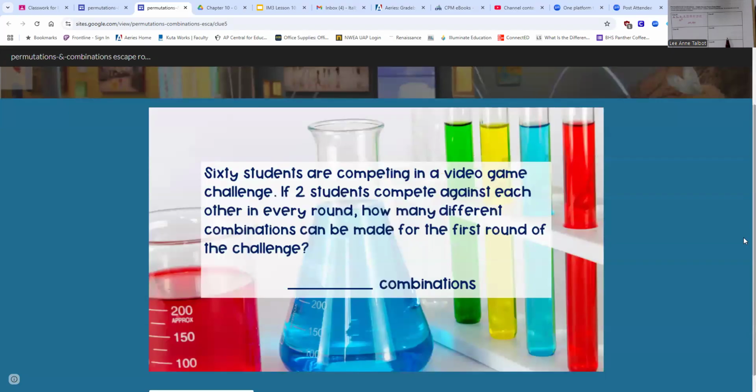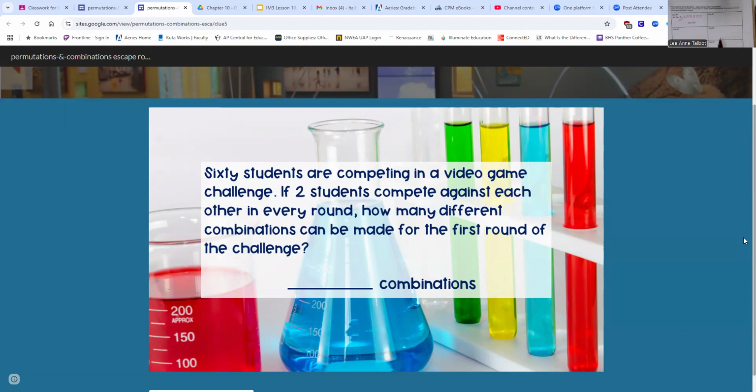60 students are competing in a video game challenge. If two students compete against each other in every round, how many different combinations can be made for the first round of the challenge? Okay, this one, you're so lucky. It tells you it's combinations. So this one is a combination one.